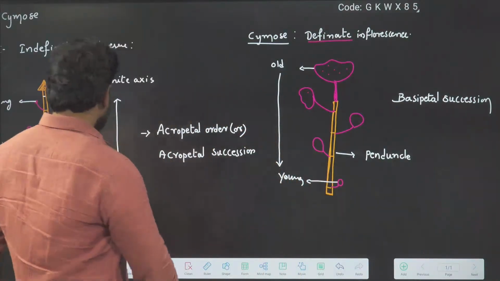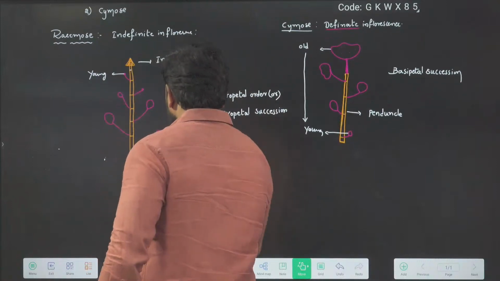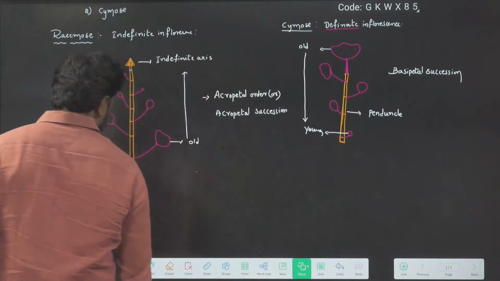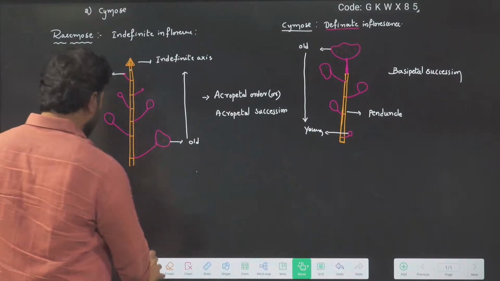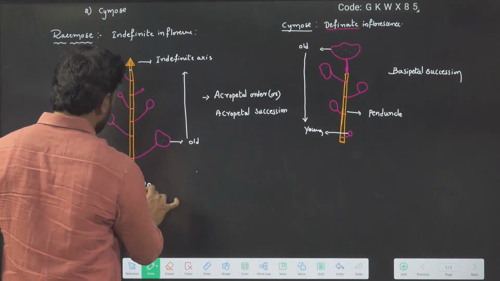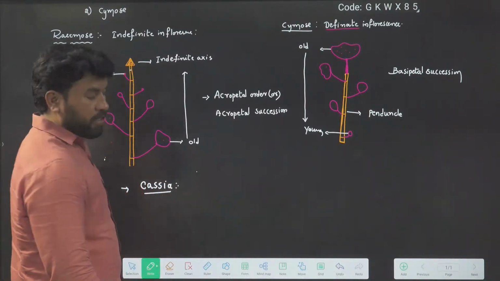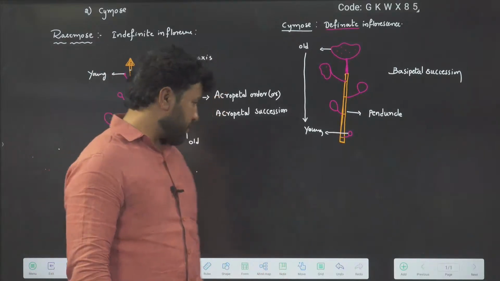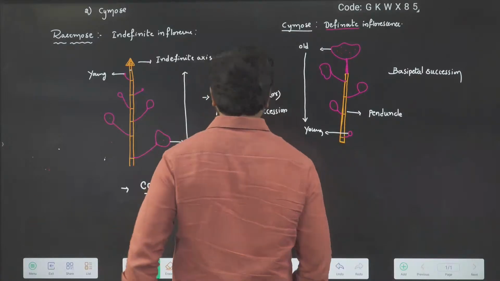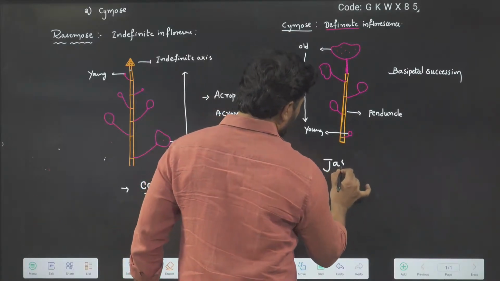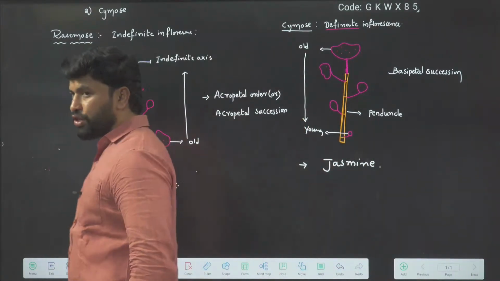Is it okay? Then in this, remember in our NCERT book, they have given only one example for definite or racemose inflorescence, that is cassia. I will show you. Cassia, acropetal succession of flowers. For cymose inflorescence, they have given one example, that is jasmine. They did not write it, but the diagram that they have given belongs to jasmine.